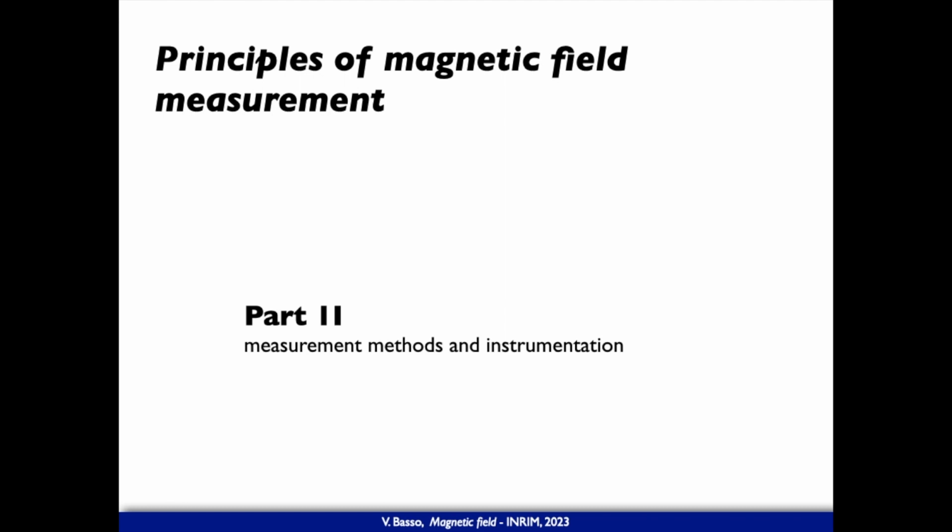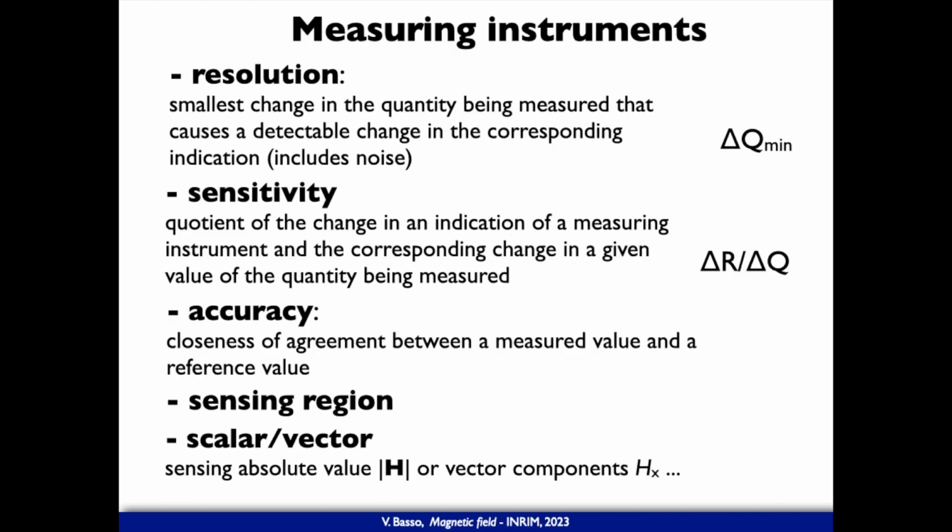Now we will dedicate some time to measuring instruments. And here also we want to introduce some terminology. For an instrument, we will have a resolution, which is something important: the smallest change of the quantity that can cause a detectable change in the indication. So this resolution includes the noise that we can have in our instruments.